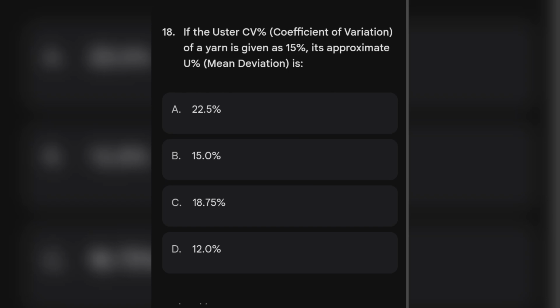And in Uster CV, the coefficient of variation of the yarn is given as 50% approximately. The uniformity percentage or mean deviation will be around 22.5.